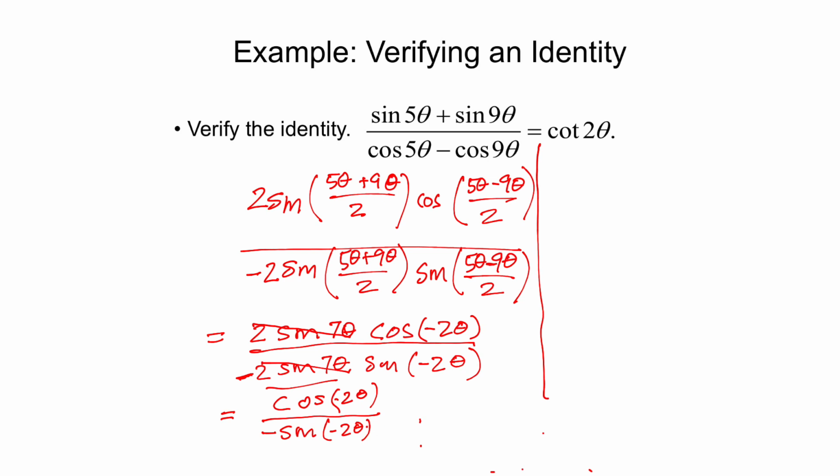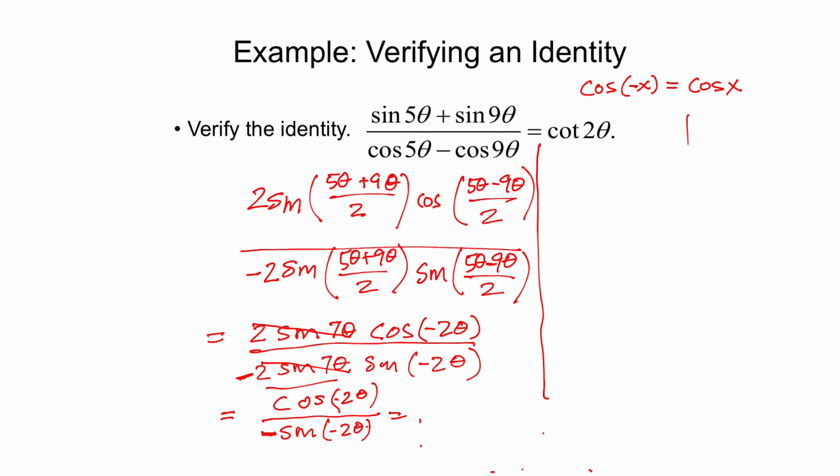Remember, sine is an odd function. So if we go negative, we get a negative outcome. So this negative outcome here would cancel with this negative. And with cosine, the cosine of negative x is just equal to the cosine of x. In other words, taking it negative doesn't change the value of the cosine. It is the same as if the angle is positive.